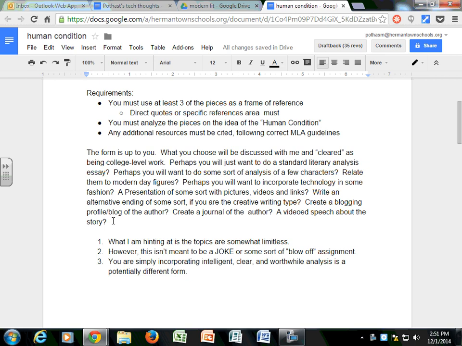This is the paragraph of most importance. The form is literally up to you. You're going to choose what you're going to discuss and how you're going to discuss it. And I guess all that's really being asked is that it's of college level work. And you have a whole pile of them listed here, and you're not limited to these, like this product, this end project.